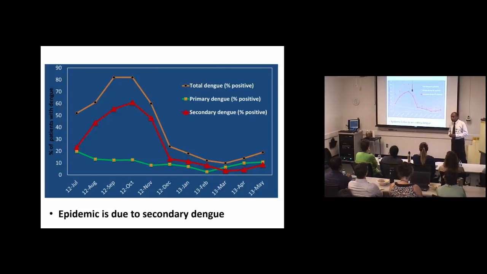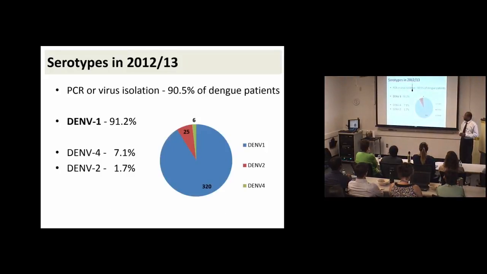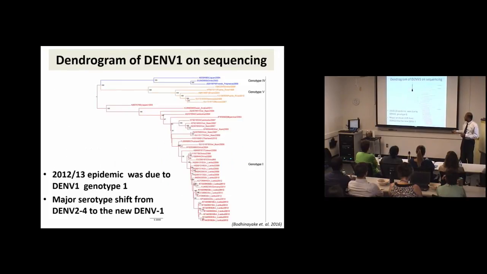Another slide of this epidemic: we are mainly affected by secondary dengue cases. The majority of the red line are secondary dengue cases. During the serotyping, we found that more than 90% belonged to dengue type 1. So a totally different picture from the previous picture. And when we further genotyped this subset of the samples, we found that the majority belonged to dengue virus type 1, genotype 1.